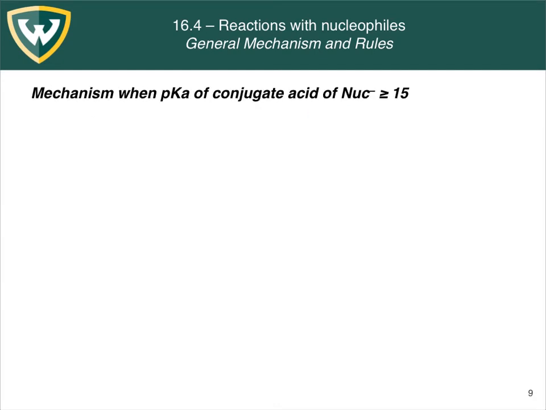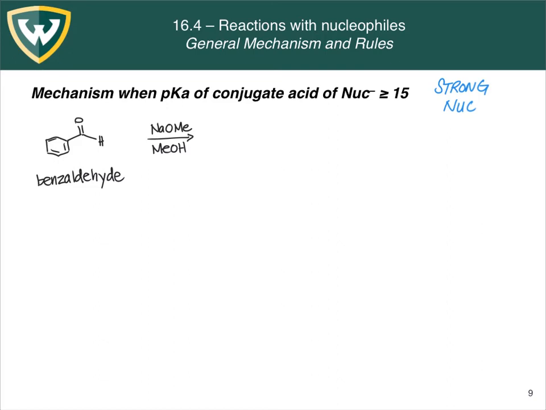So on this slide, we're going to talk about the mechanism for addition to a carbonyl when the pKa of the conjugate acid of our nucleophile is greater than or equal to 15, which is just the long way of saying when we have a strong nucleophile. So we'll do this with a simple example. Here I've got benzaldehyde, and then we're going to treat with sodium methoxide in methanol. So we're going to use the methoxide anion as our nucleophile.